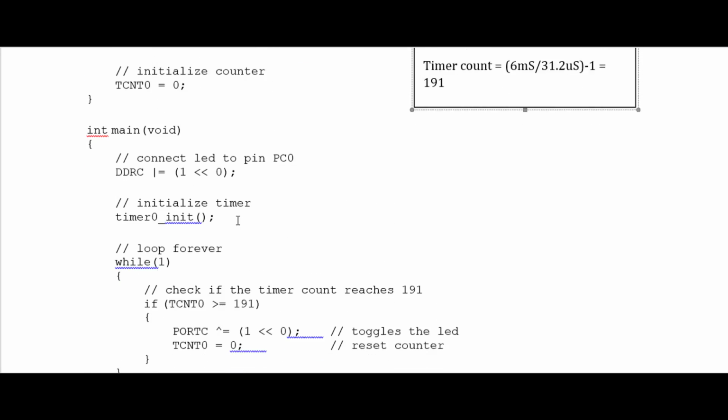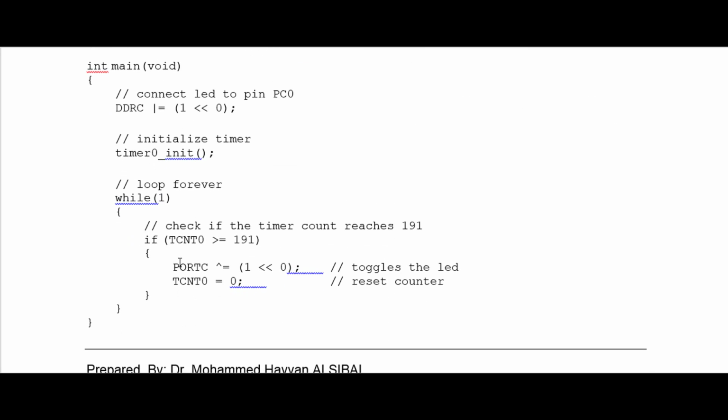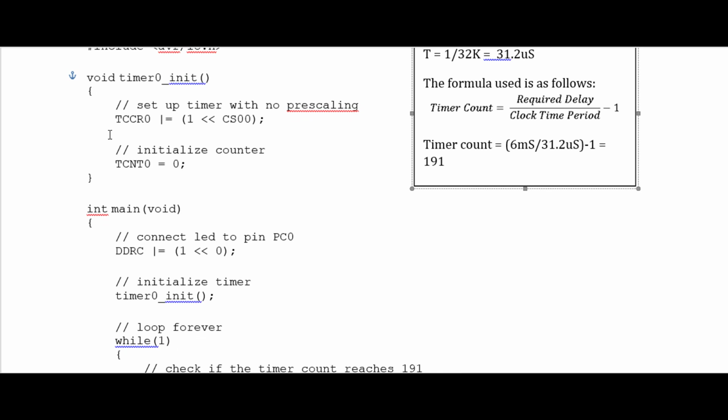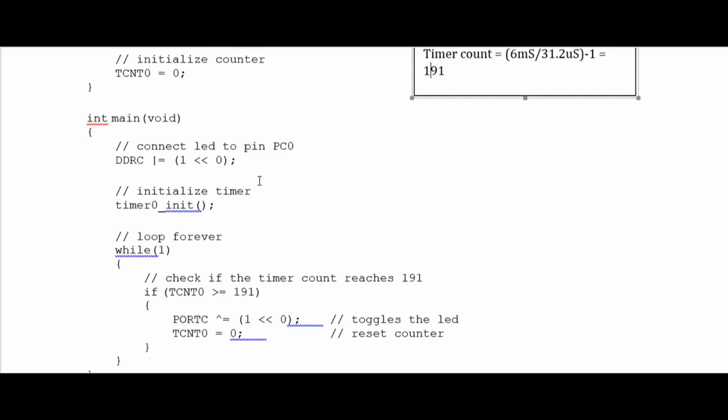In this code, as you see, we check the TCNT0. If it's above our designed value, we toggle the LED. As long as we use this initialization, that means the timer is running. If we want to stop the timer, it's in TCCR0. Since we set it to work with no prescaling, the timer will start working automatically.